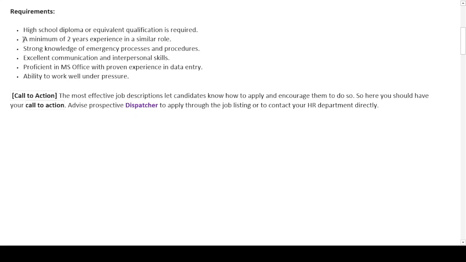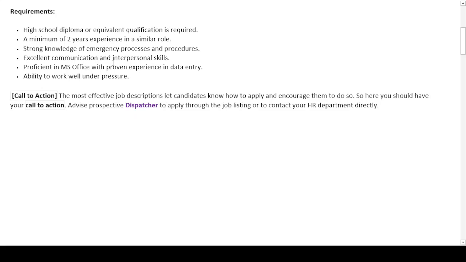As a dispatcher, you must have a high school diploma or equivalent qualification, that is required. Also, a minimum of 2 years of experience in a similar role, strong knowledge of emergency processes and procedures, excellent communication and interpersonal skills, proficiency in MS Office with proven experience in data entry, and the ability to work well under pressure. So all these are the requirements for the job of a dispatcher.